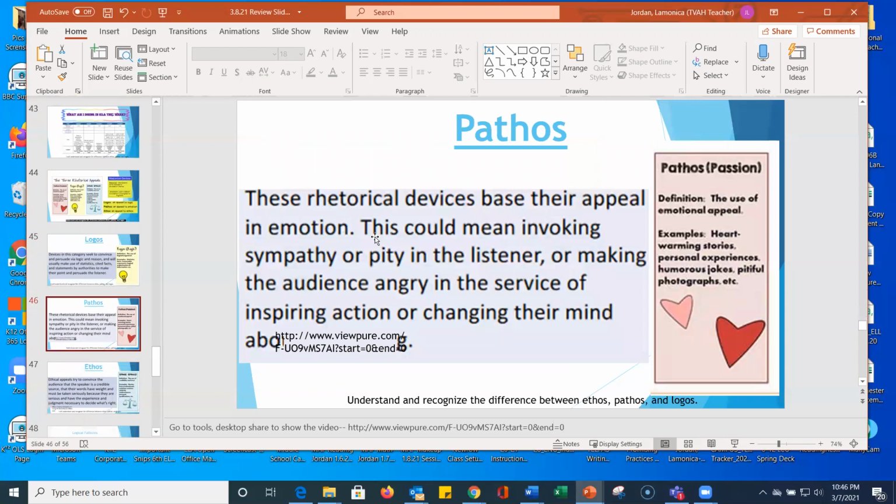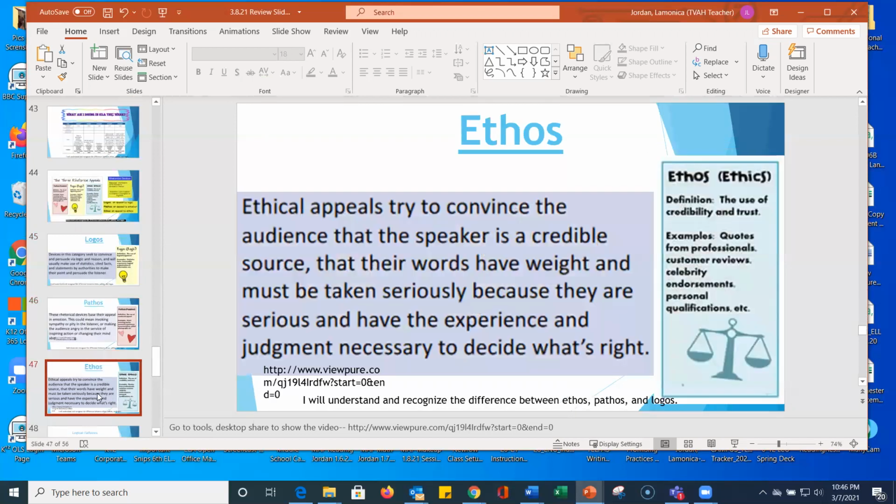Pathos: these rhetorical devices base their appeal in emotion. This could mean invoking sympathy or pity in the listener, or making the audience angry in the service of inspiring action or changing their mind about something. And it's all about the feels. Ethos: ethical appeals try to convince the audience that the speaker is a credible source and that their words have weight and must be taken seriously because they are serious and have the experience and judgment necessary to decide what's right. So that scale, equaling out, it equals ethos.